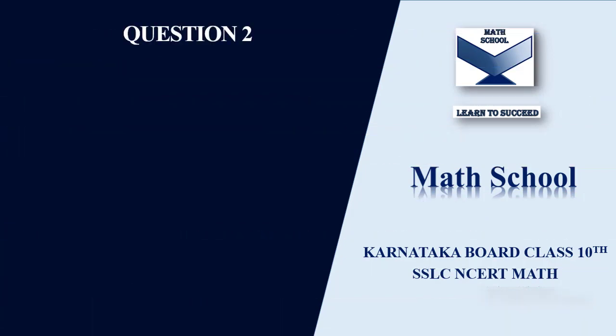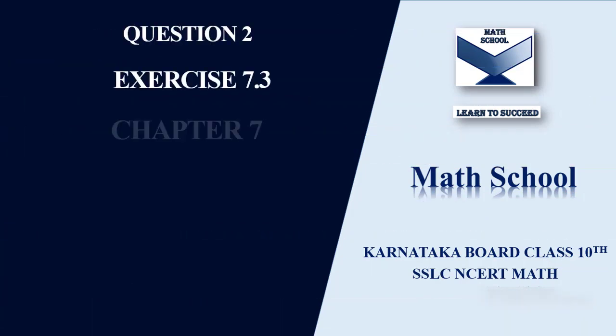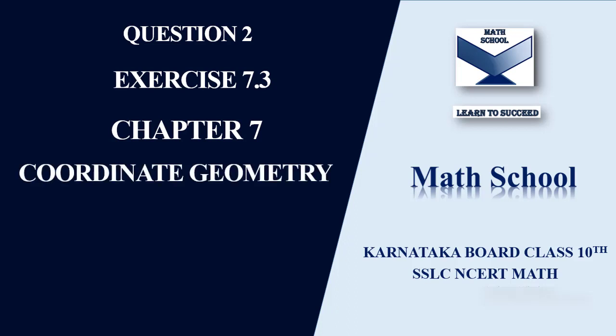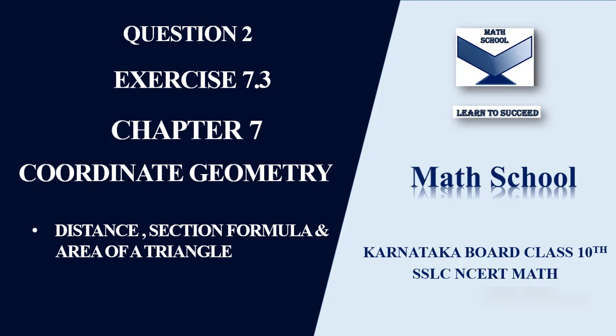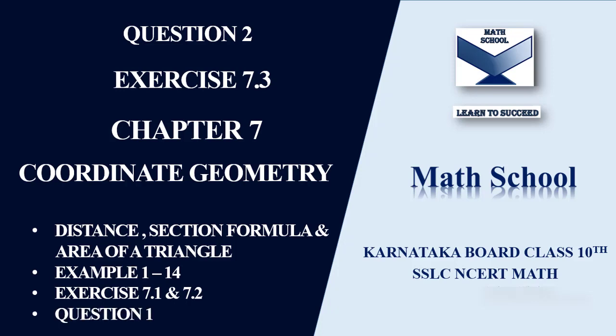In today's video, let us solve question number 2 from exercise 7.3, chapter 7, coordinate geometry. In my previous videos, I've completed the distance section and area of the triangle formula, examples 1 to 14, exercises 7.1 and 7.2, and question number 1 from the same exercise. If you have not watched those videos, do find the link in the description box below or click the I button above. So now quickly let us begin with the video.